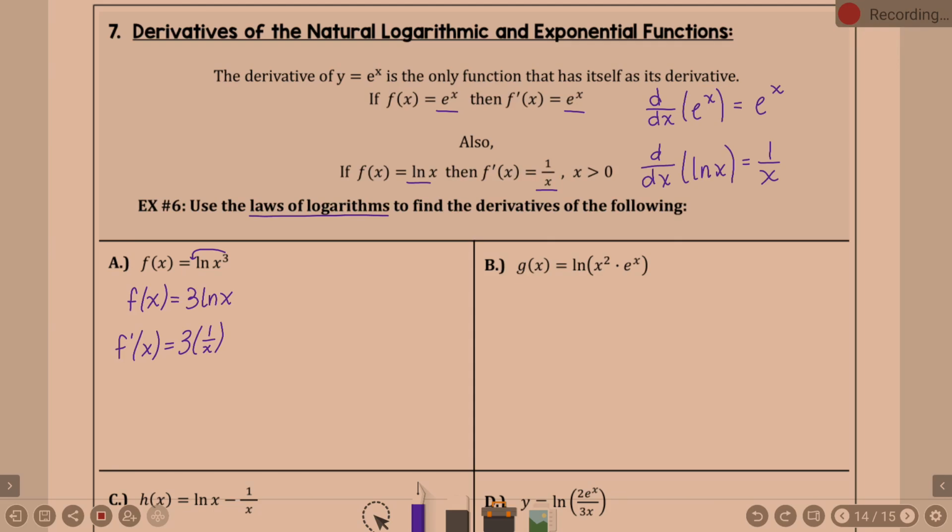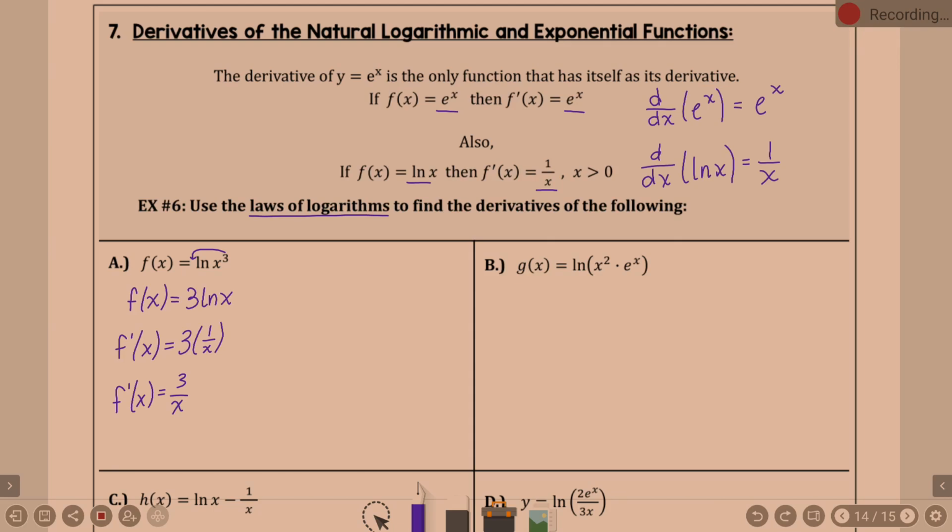Okay? And then I'm going to put it together. And so what is 3 times 1 over x? 3 over x. And you can go ahead and go straight to the 3 over x, which is what I normally would do. Okay? But the derivative of natural log of x is 1 over x times this coefficient of 3 that's down here, so 3 over x.